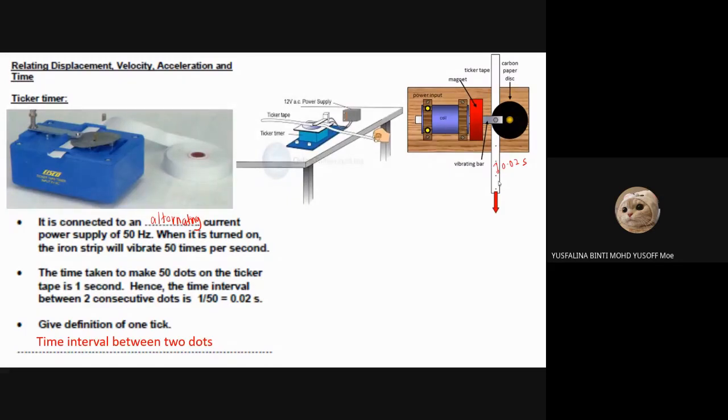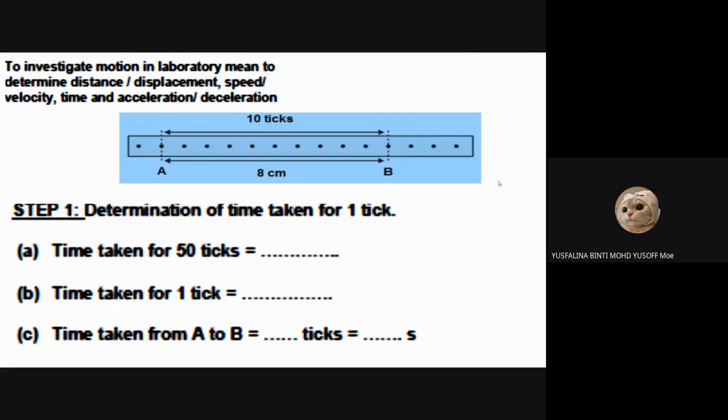Alright, after you do the experiment, we have to investigate the distance, the displacement, the speed, the time and velocity or acceleration or deceleration by using the ticker tape, right? Step one, you have to find the time taken for 50 ticks. The time taken for 50 ticks is 1 second. So time for one tick is 0.02 second.